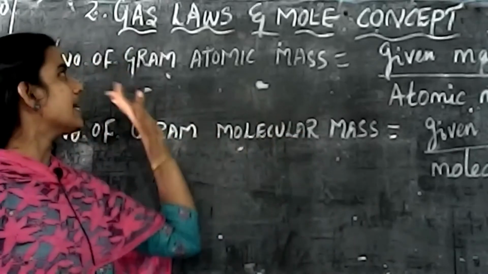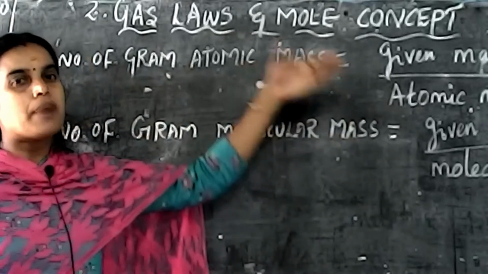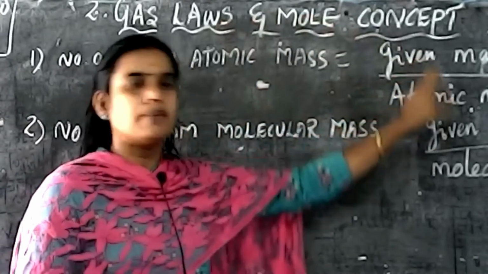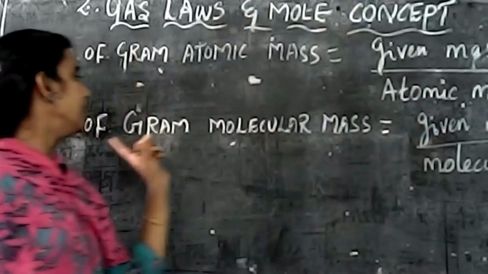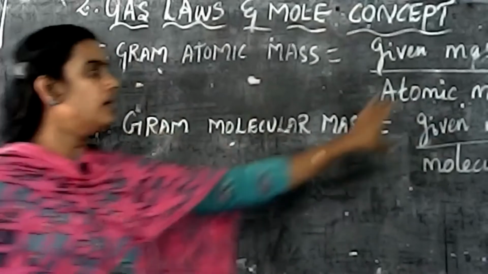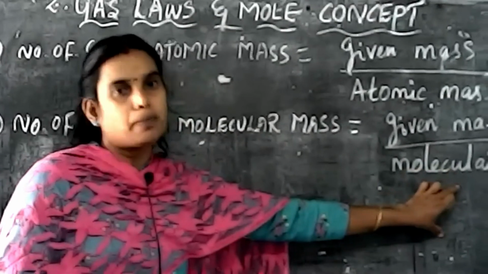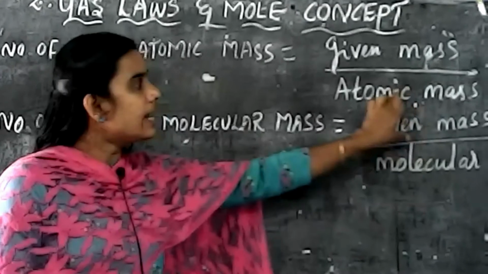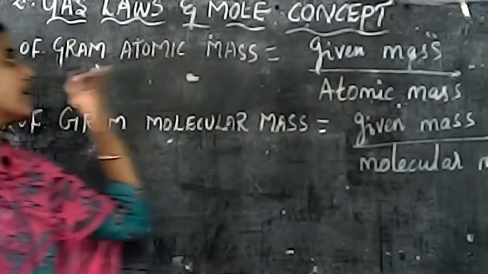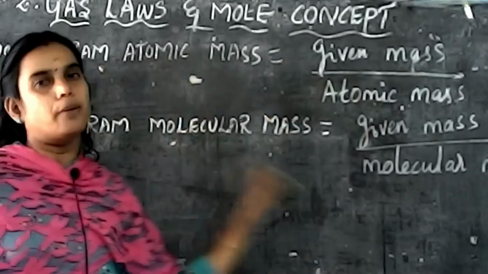Our first formula is number of gram atomic mass. If the mass of the substance is given, we can use this formula: given mass by atomic mass. Then number of gram molecular mass is calculated by the formula given mass by molecular mass. Here molecular mass represents molecules, and atomic mass represents atoms. That's why we are representing number of gram atomic mass and number of gram molecular mass.